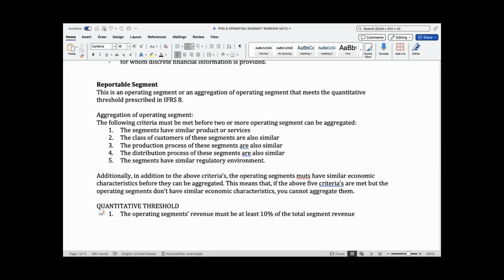That particular segment, when you look at the revenue, it should be at least 10% of the total operating segment that you have in this company. Then that one is a reportable segment. If it is only this quantitative threshold it meets, it is a reportable segment. Meaning go ahead and present segment information on that.